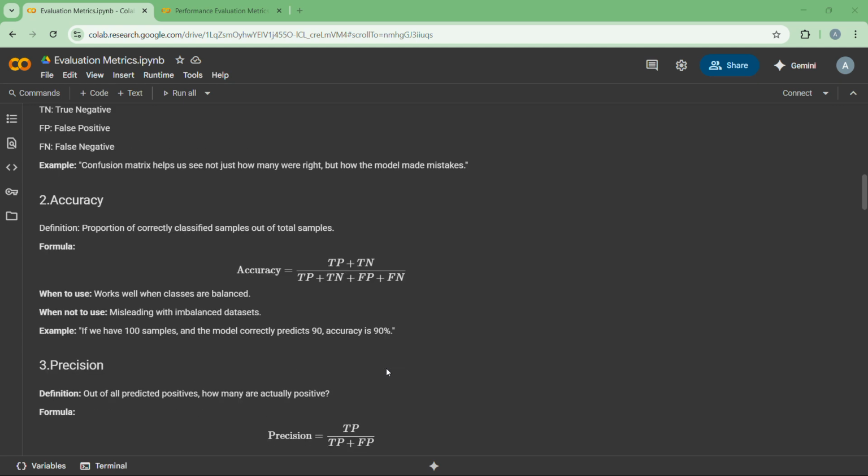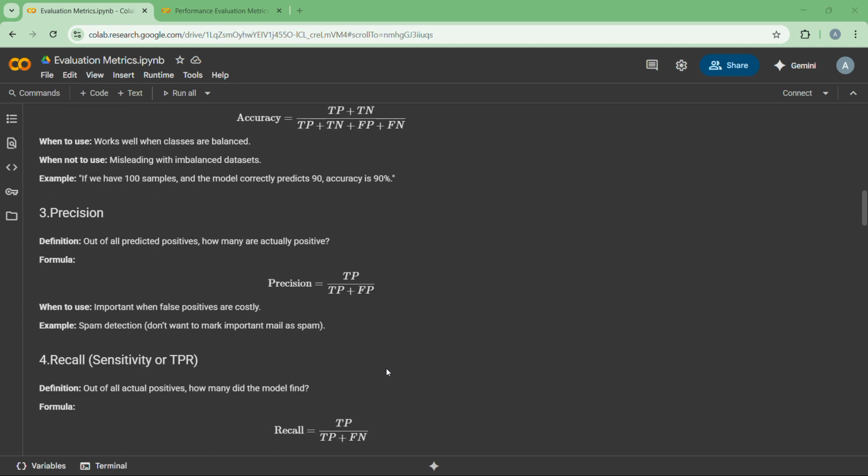Second one, accuracy: the proportion of correctly classified samples out of all samples. Here's the formula: accuracy is equal to TP plus TN divided by TP plus TN plus FP plus FN. When to use: works well when all classes are balanced. When not to use: it can mislead with imbalanced data sets. Example, if we have 100 samples and the model's correct predictions are 90, accuracy is 90%.